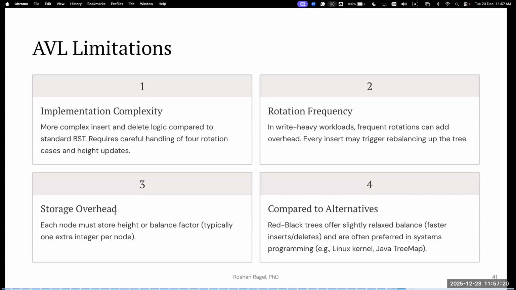And we also have additional storage, right? There are problems with the storage because we are going to add the height to it. So there are other alternatives like the red black tree and other types of trees which are used in certain places, and we will discuss them later.